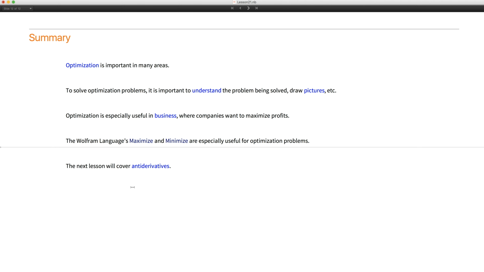And in the next lesson we'll talk about antiderivatives. But before we do that, do review today's lesson. This is quite a difficult lesson. Make sure you understand all the steps, and then we go on to antiderivatives next time.